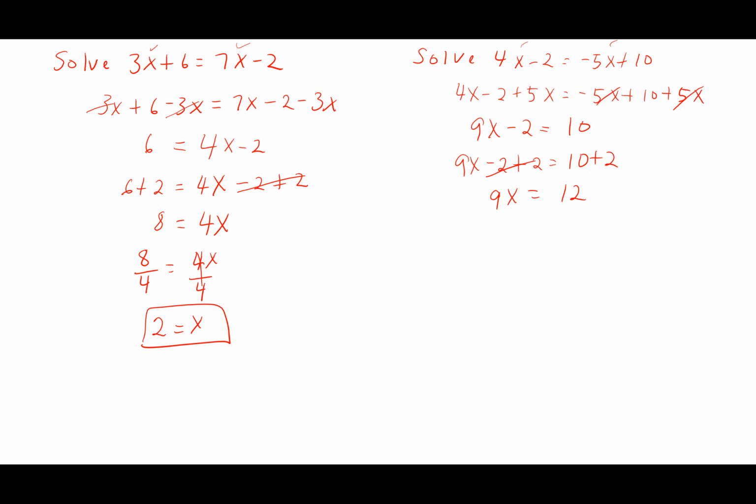Okay. So now we need to get x still by itself. So since this is a multiplication, we're going to divide both sides by 9. So it's going to be 9x divided by 9 equals 12 divided by 9. That goes away. And x equals 4/3. And that's how we work that problem.